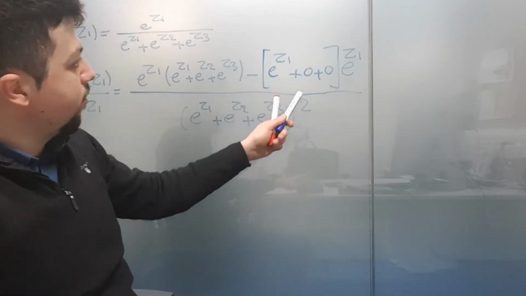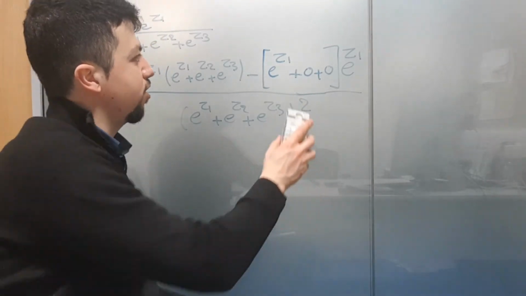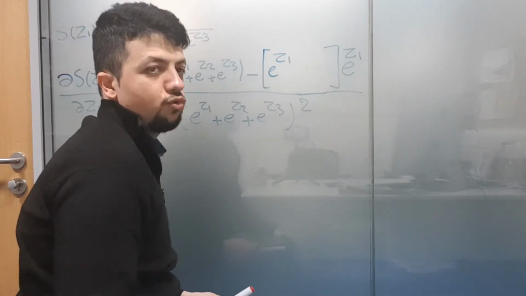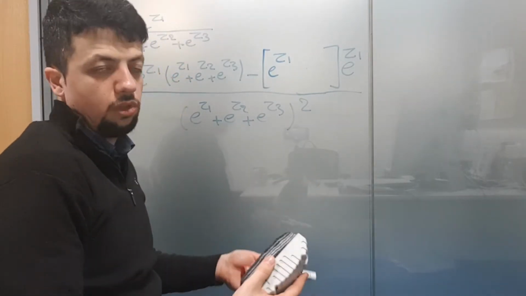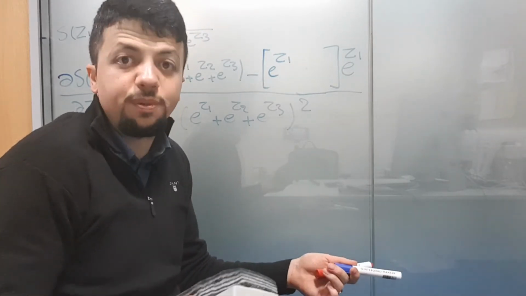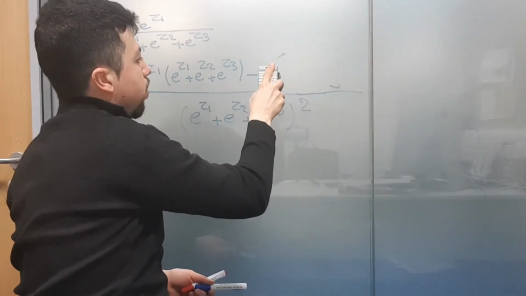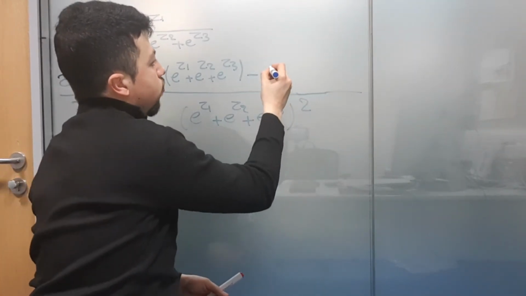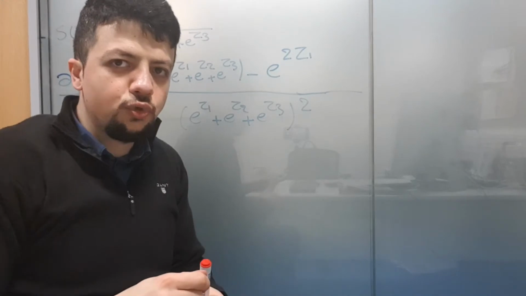Now, you see over here, I can just make it look a little bit nicer, right? Because 0 doesn't matter, I can just get rid of the zeros. Yes? And then e to the power z1 multiplied by e to the power z1 is actually e to the power 2z1. Yeah? That's the law of multiplication of numbers with power.